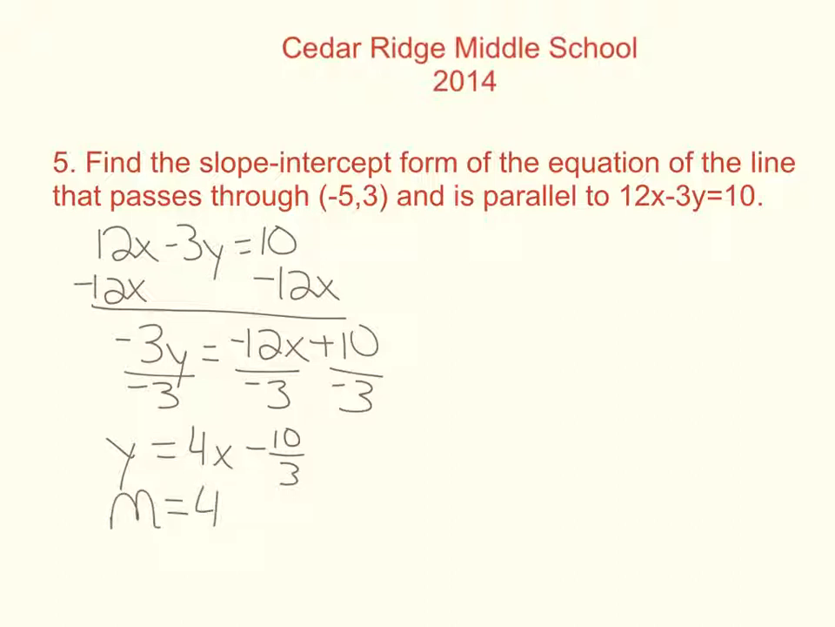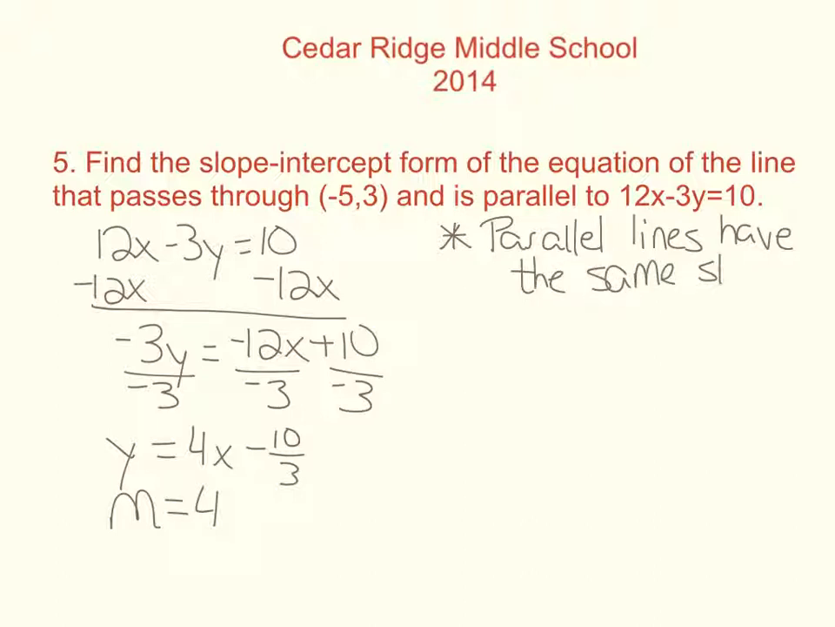Here's why we care about m. This is one of the things you need to know. Parallel lines have the same slope. Okay? So, the slope of the line we're looking for, if it is parallel to this line, its slope is also 4. So now we have this point that they gave us.